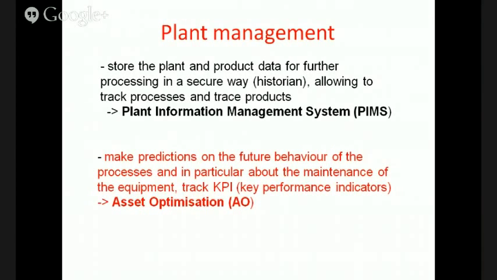Track KPI, key performance indicators. KPI is very important. It has to be tracked all the time. That is the key performance indicators. And asset optimization. These are the things which are being followed in industries nowadays. Very significantly followed.